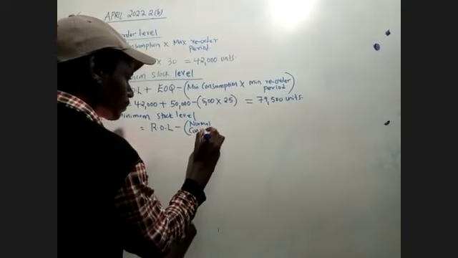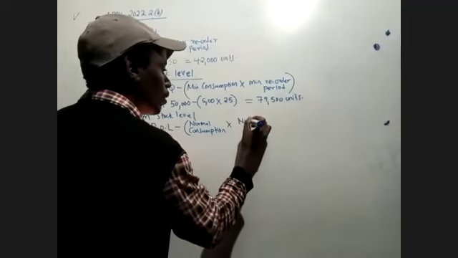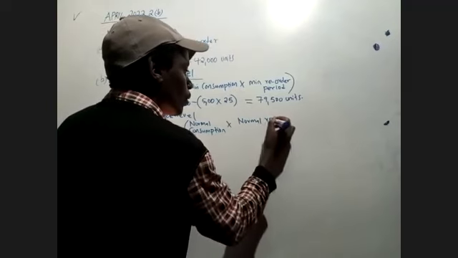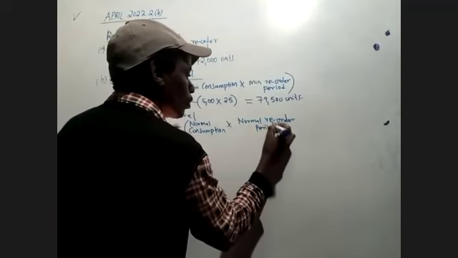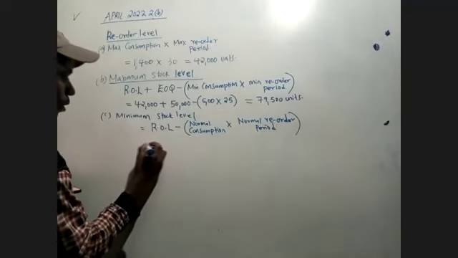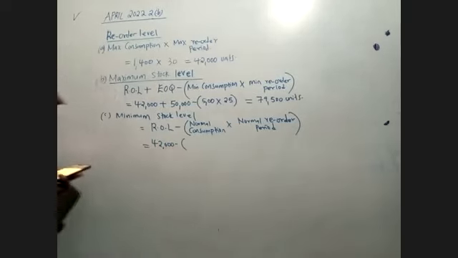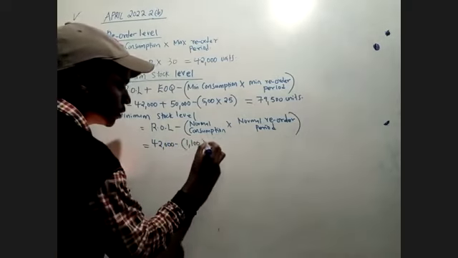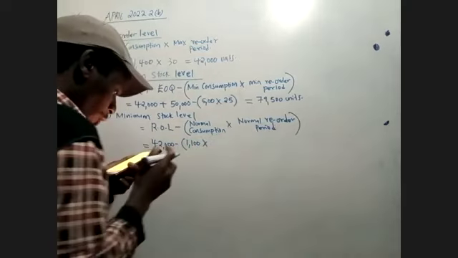Normal consumption times normal reorder period. Normal reorder period. So itakuwa ngapi? So reorder level is 42,000 minus normal consumption. So from the question, normal consumption is 1,100 units. We multiply with the normal lead time. What is our normal lead time?